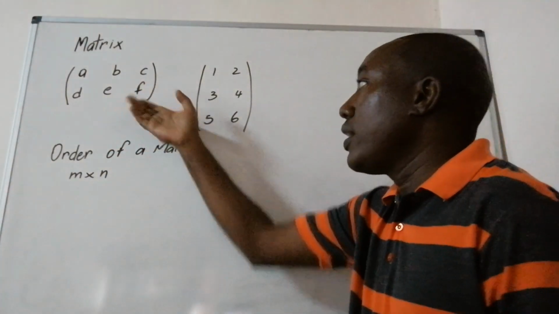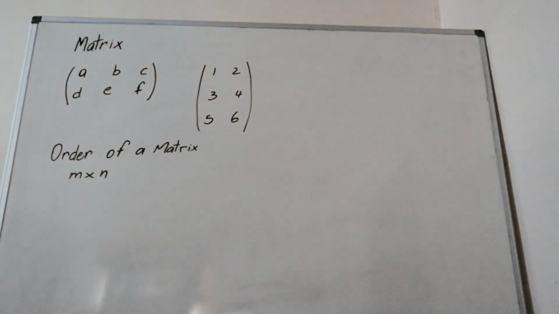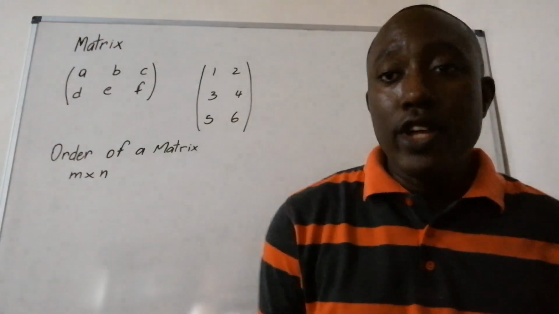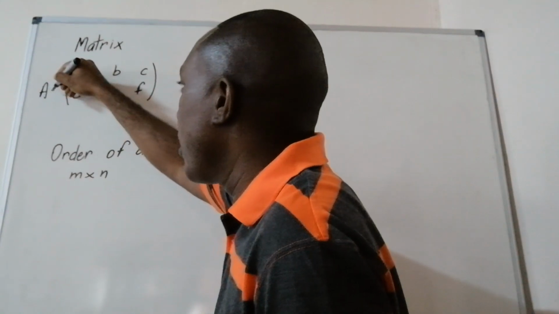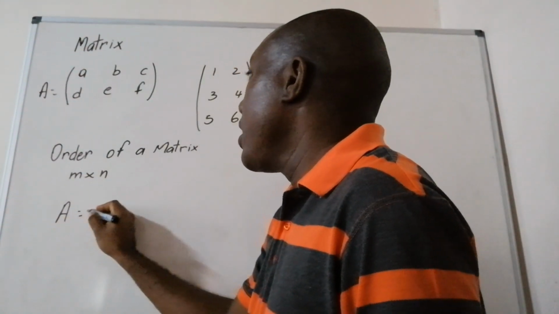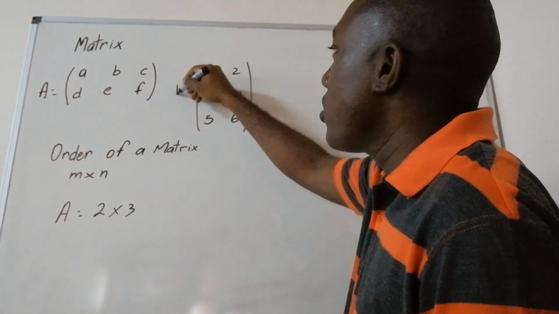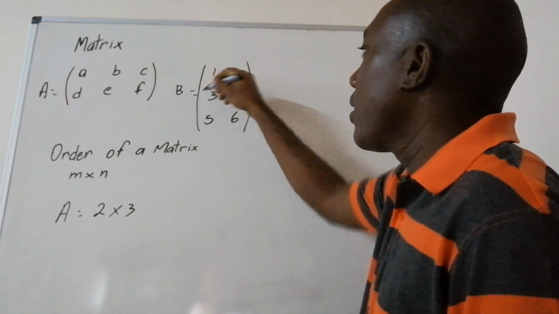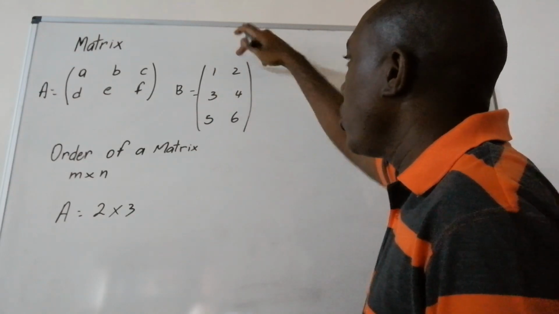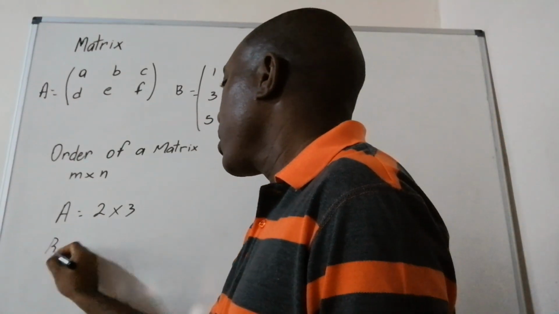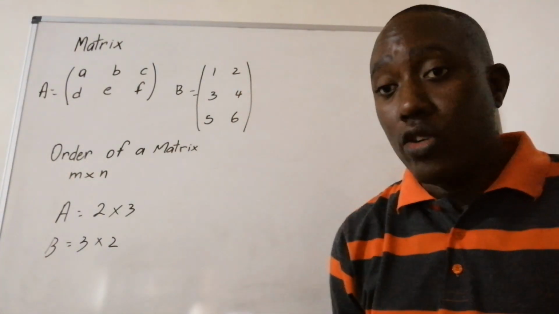So looking at this first matrix, since it has two rows and three columns, let's call it matrix A. Matrix A is a 2 by 3 matrix. This matrix B has 3 rows, 1, 2, 3 rows, and 2 columns, so it is a 3 by 2 matrix.